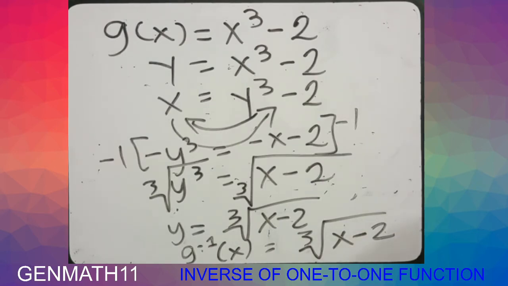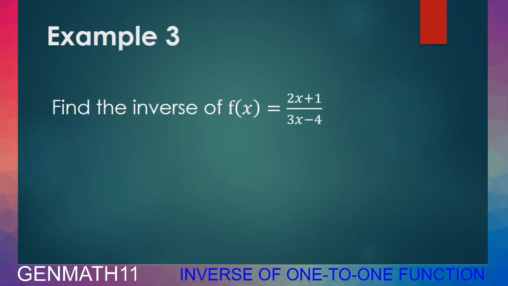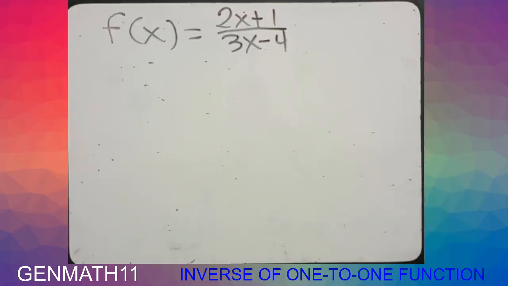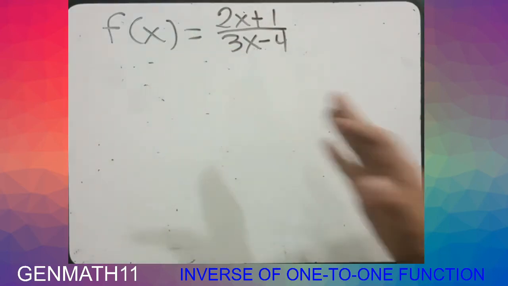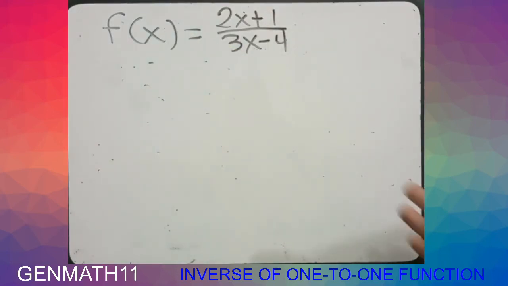So, next tayong example. So, find the inverse of f of x is equals to 2x plus 1 over 3x minus 4. So, try natin siyang gawin. So, medyo complicated to. So, sana maintindihan nyo yung process. Okay, so ang given naman natin is f of x is equals to 2x plus 1 over 3x minus 4, which is a rational function. So, i-confirm natin kung si rational function ba is a one-to-one function based on this example. Okay, so try natin siyang kunin yung inverse.